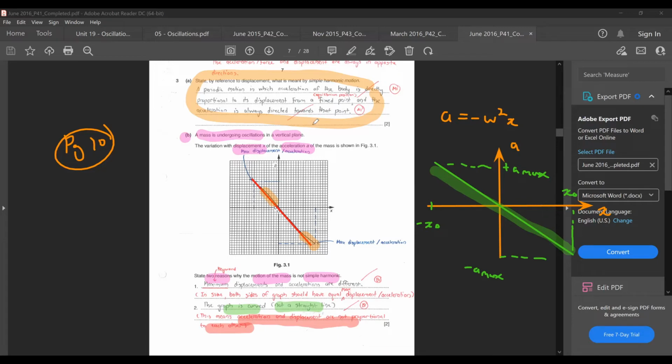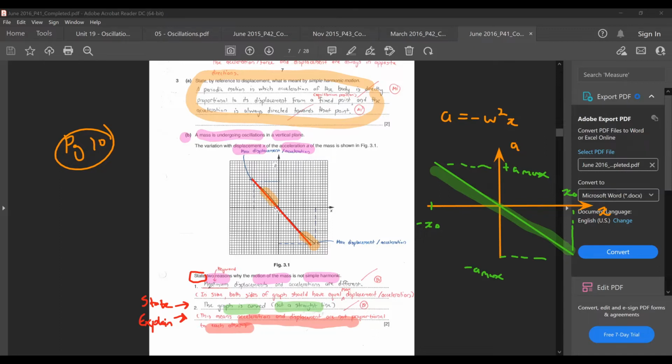Now, your question is really just asking you to state what tells you that this is not simple harmonic motion. They didn't ask you to explain. If they ask you to explain, it will be the statement in red. The first sentence here is the stating part, and the second sentence in red is the explaining. Your question here doesn't require you to explain, so you really just need to put the stating part only. But in my case, for the sake of completeness, I explain also. So the graph is curved, not a straight line.